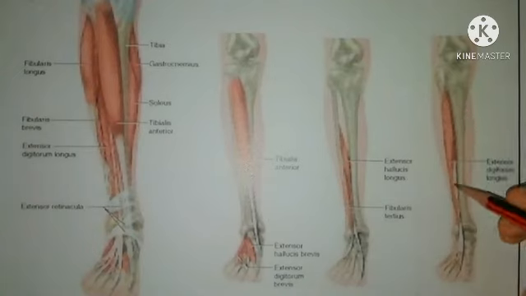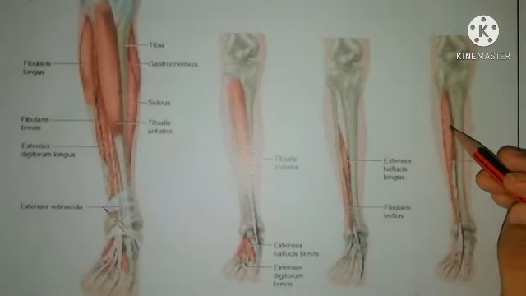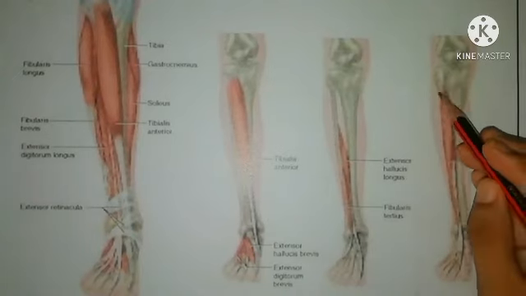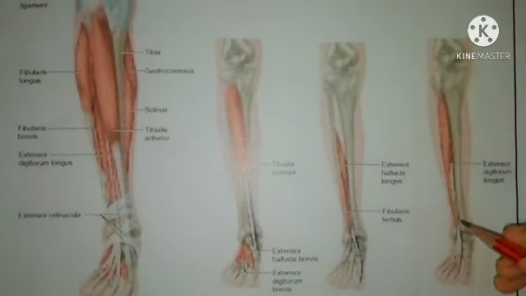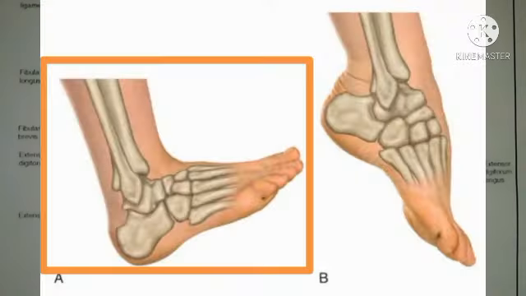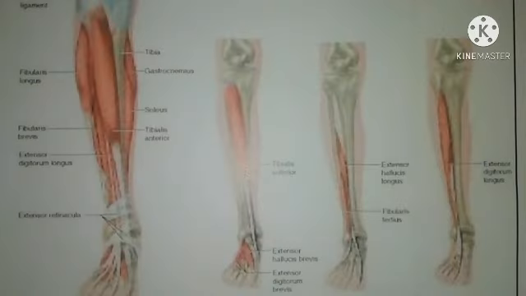Extensor digitorum longus, this is the muscle. The origin of this muscle is from the lateral condyle of the tibia, from here. Insertion is in the base and the distal phalanx. Nerve supply is deep peroneal nerve. Action is dorsiflexion of foot, extension of the metatarsophalangeal and proximal and distal interphalangeal joints of 2 to 5 toes.